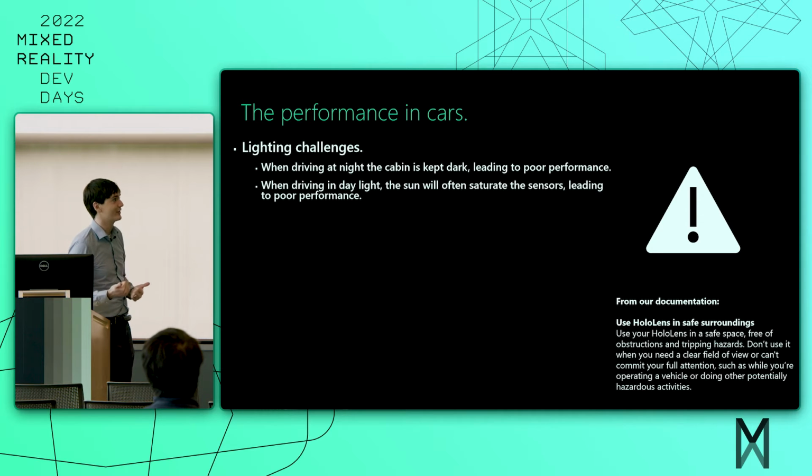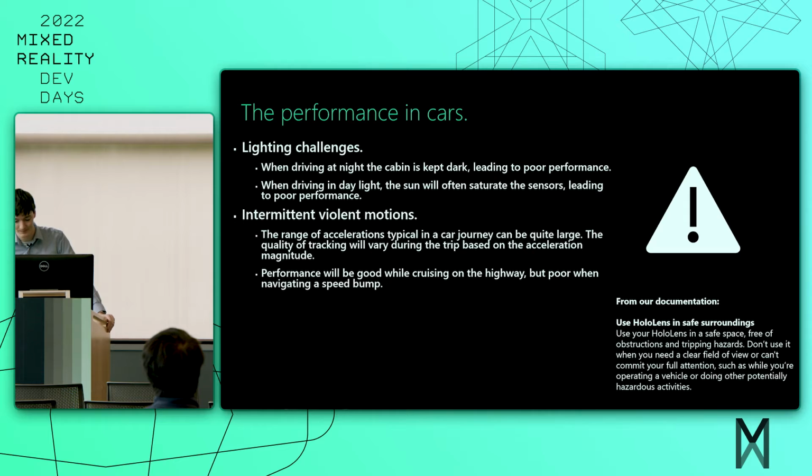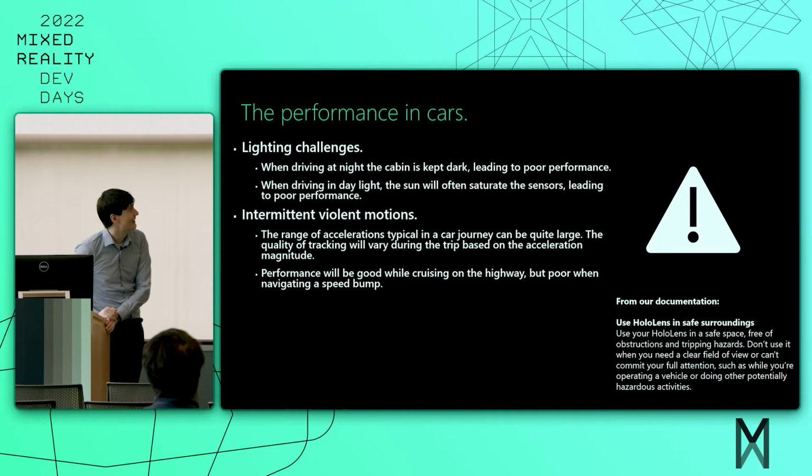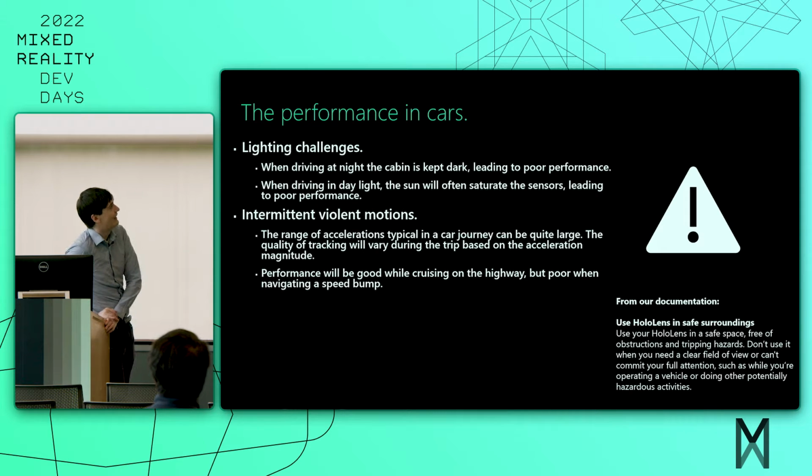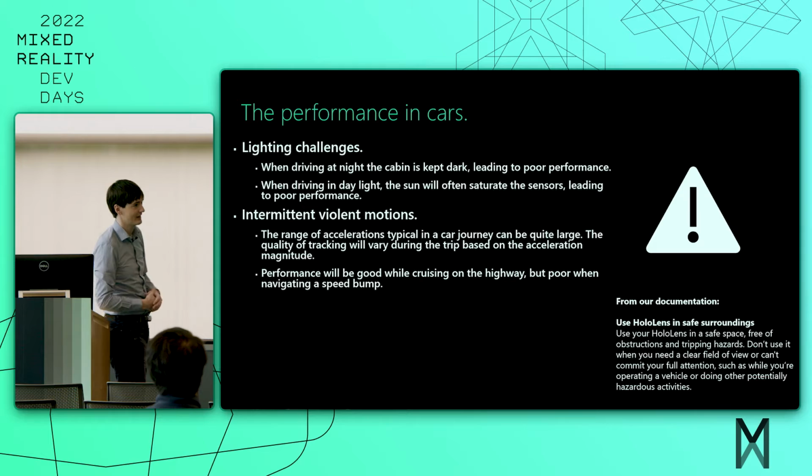If it's very bright or very, very dark, then we might have some problems. And cars have that scenario a lot of the time. Of course, we have intermittent violent motion. So if you go over a speed bump at high speed, you shouldn't expect it to track very well. And cars will do this more than boats do. They'll be smooth on the motorway for an hour, and then they'll go over a speed bump when you get to the local area. So this is one of the reasons why we can't support it directly, because we can't guarantee that it's going to have great tracking all the way through.